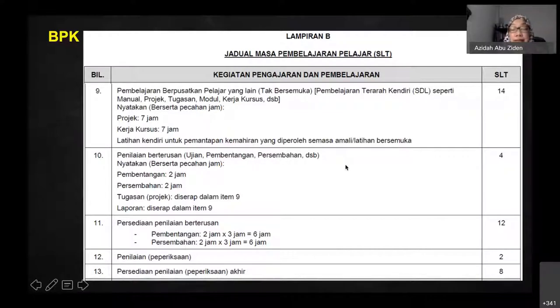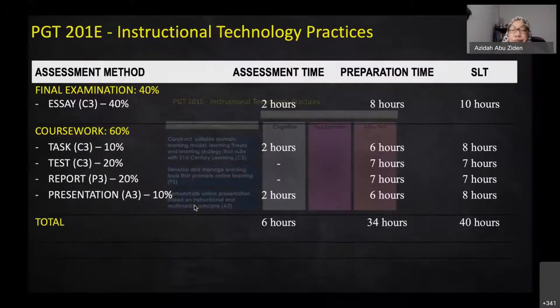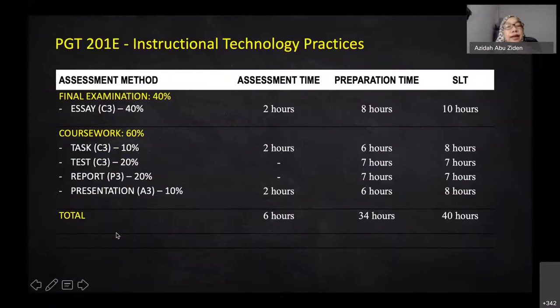Okay, this is contoh, alright. So, this is how we list up apa yang kita nak buat, right? So final exam 40% consists of essay. Jadi essay adalah 40%. So assessment time 2 hours. Alright, preparation hours 4 kali dan waktu assessment time. Alright, SLT 10 hours. And then the coursework like this.